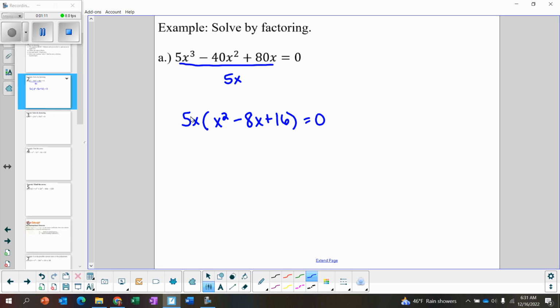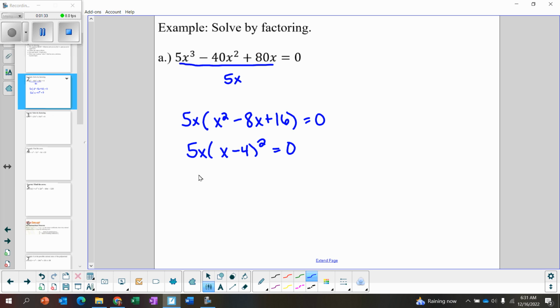So I can't factor 5x any further, but I can factor x squared minus 8x plus 16. 16 is really 4 squared, or negative 4 squared, and negative 4 and negative 4 is negative 8. So this is x minus 4 squared, or x minus 4 times x minus 4.